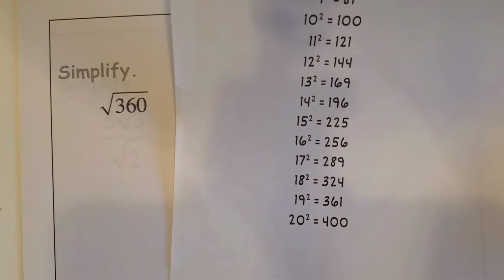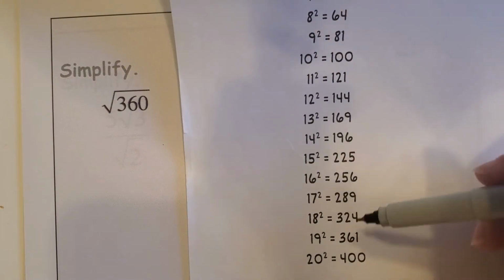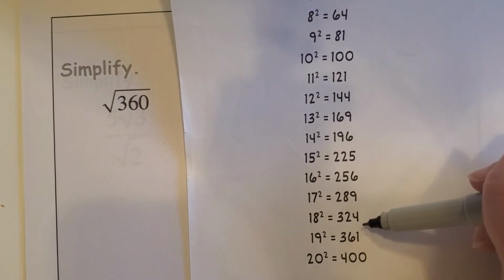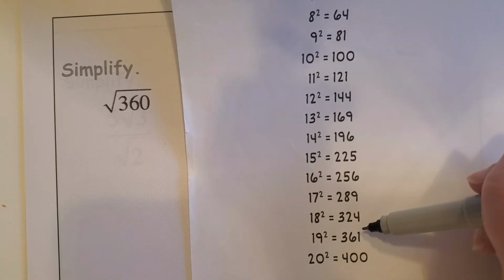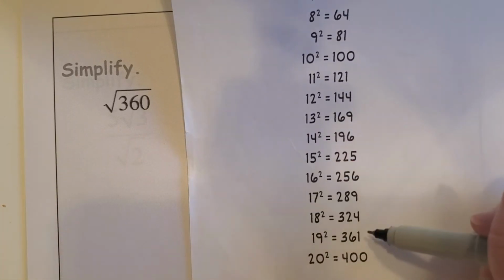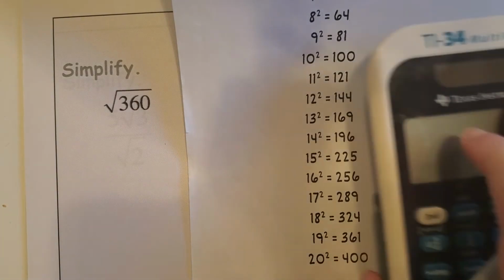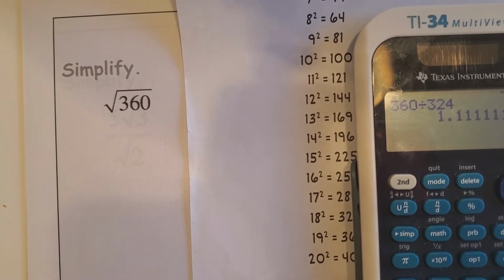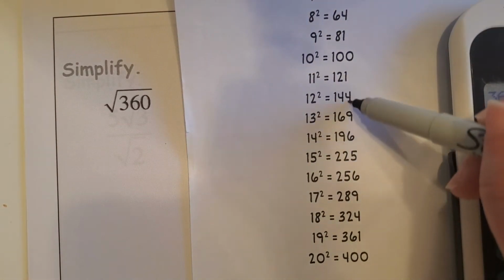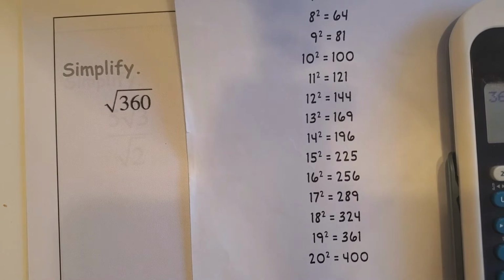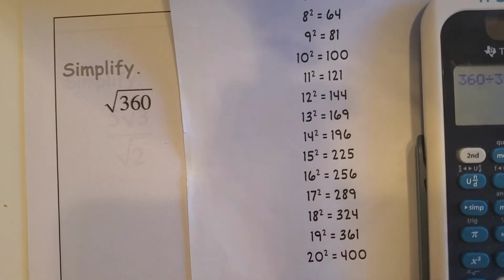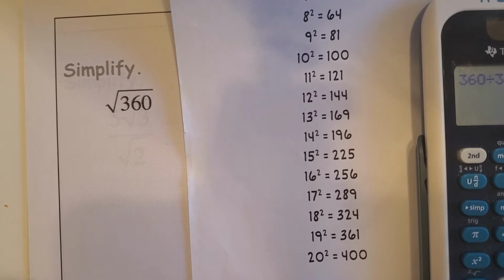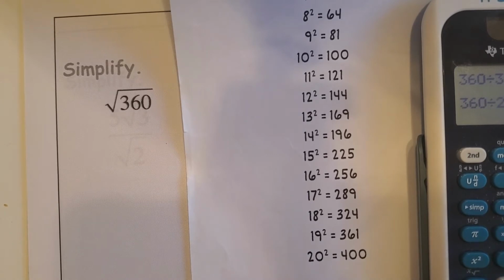Well, where would 360 fall on this perfect square list? It's going to fall between 324 and 361. So the biggest perfect square that's smaller than 360 is 324. So we're going to start in our calculators by doing 360 divided by 324 and see if that gets us a whole number. It doesn't. So what that means is then we're going to go 289 and continue to go up this list until we get something that divides nice and evenly. I have a feeling on what this is going to be, but I'm not sure. So let's just kind of go through the whole thing.